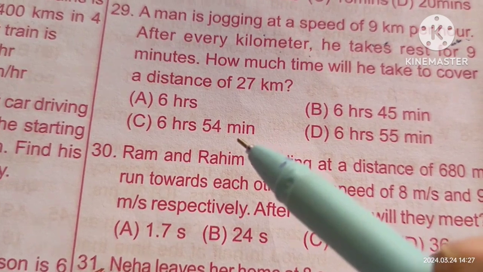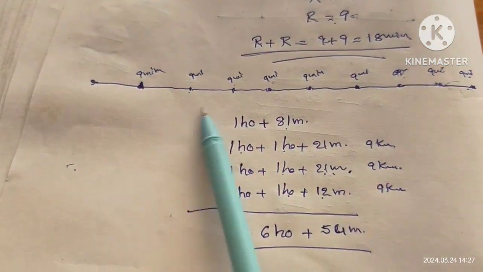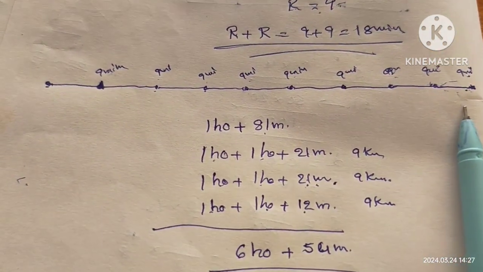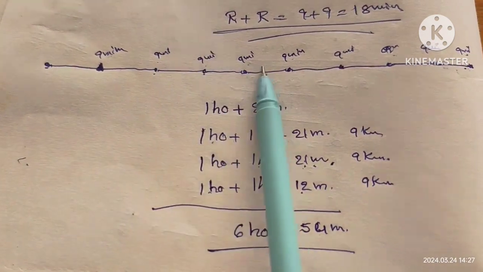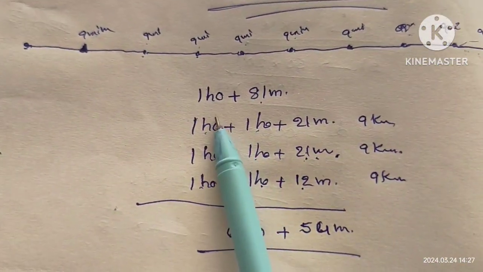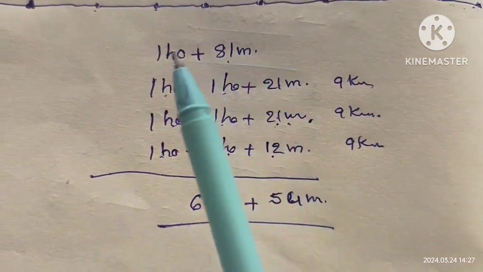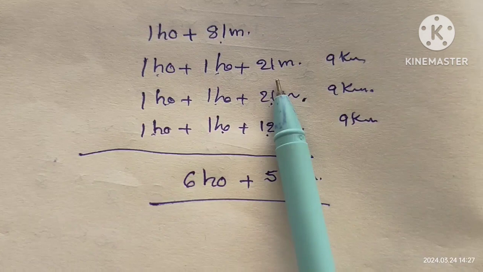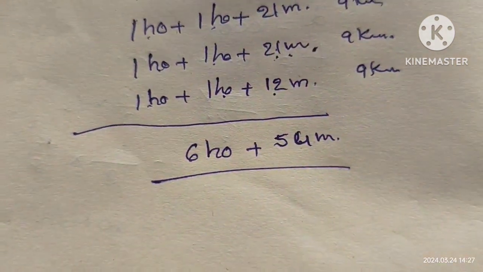Six hours 54 minutes. So check once again. For 9 kilometers, 1 hour. In the middle, for every kilometer 9 minutes: 9, 9, 9, 9 like that. So totally 1 hour plus 9 nines are 81 minutes, which means 2 hours 21 minutes. And the same way for the next 9 kilometers.